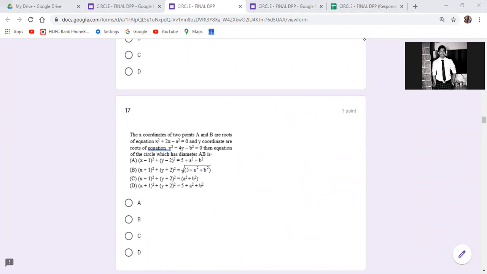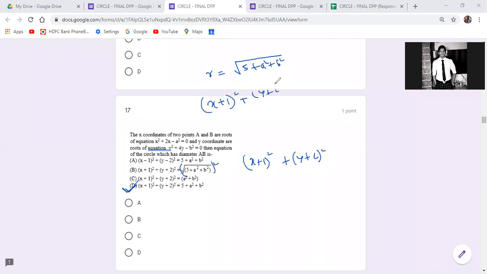When you complete the square, what will happen? You will get x plus 1 the whole square plus y plus 2 the whole square. So D is the correct answer, because the radius is the square root of the expression. So the equation is x plus 1 the whole square plus y plus 2 the whole square equals root of 5 the whole square. So the square root and square will go. D is the answer. Is it okay?